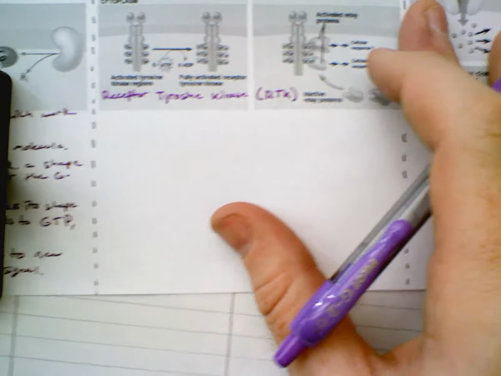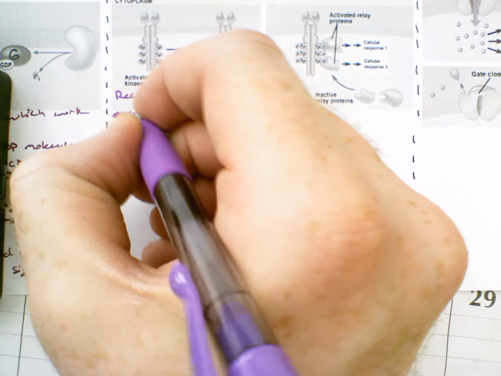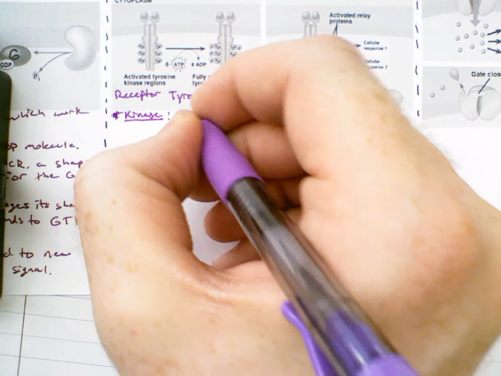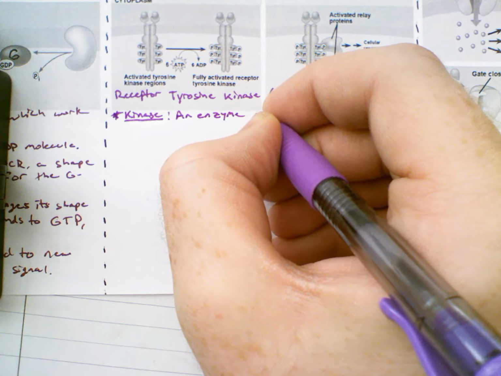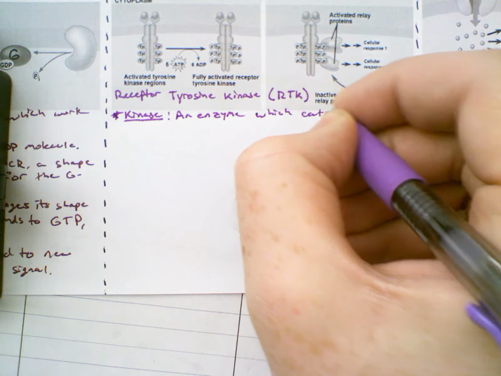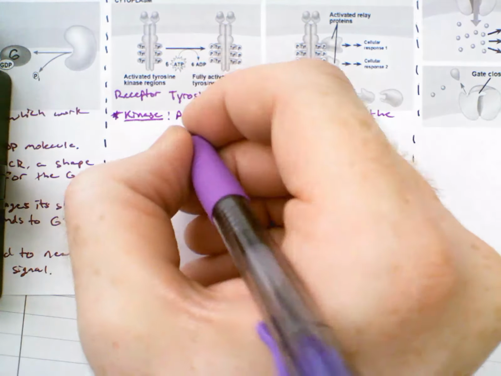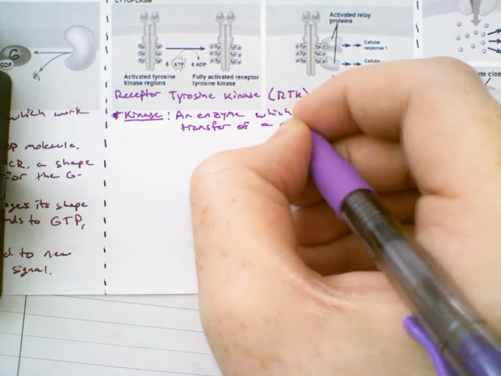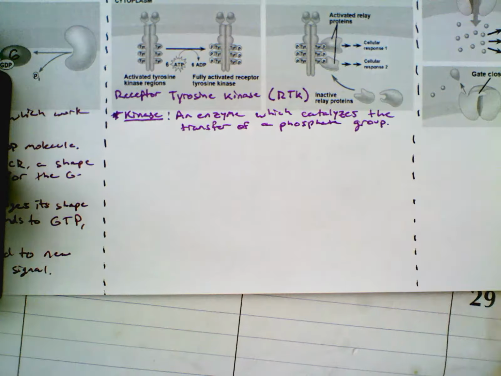So let's go ahead and define what a kinase is. Okay. So a kinase is a class of enzymes. So it's going to be an enzyme which catalyzes, meaning it speeds up, the transfer of the phosphate group. So it's going to be taking phosphate groups off of one thing and sticking it to another, essentially.